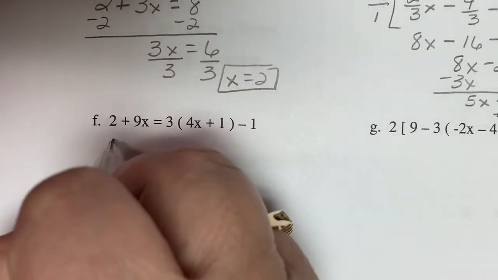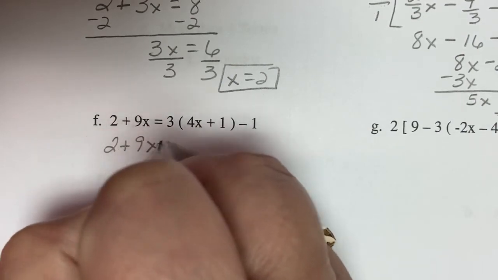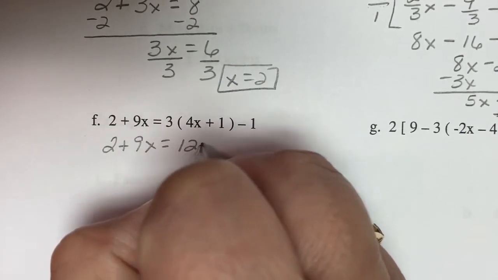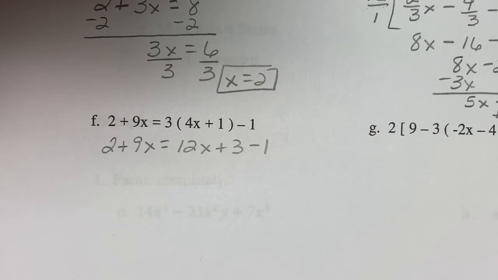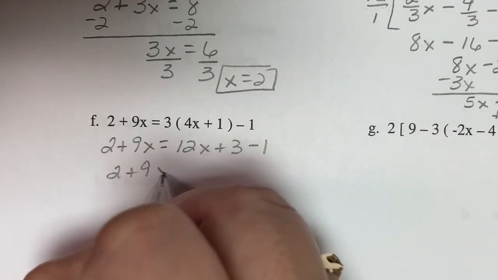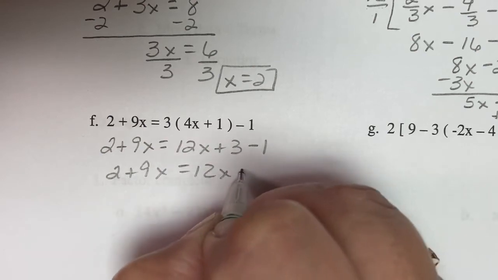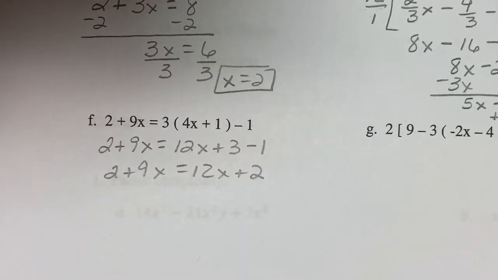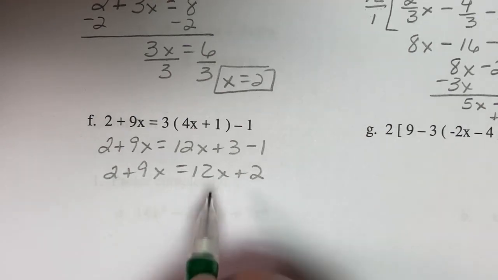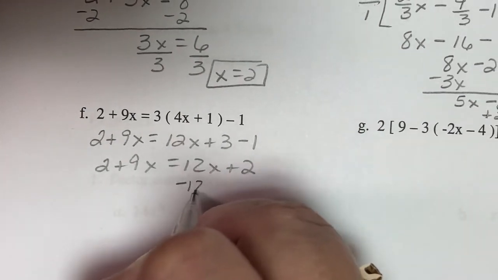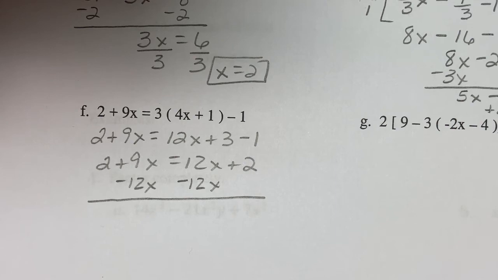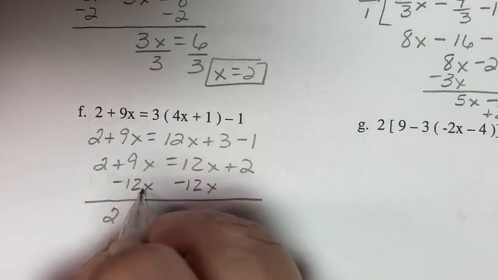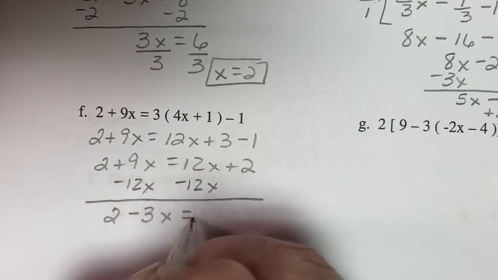Again, I'm seeing some distributing going on. So we do 2 plus 9x equals, here's the distributing, 12x plus 3 minus 1. Let's combine some like terms on the right-hand side. 3 minus 1 is plus 2. Okay, so we notice we have variables on both sides of the equal sign. So I'm going to go ahead and subtract 12x from both sides. Now you may do things in a slightly different order from this point on, but that's okay. So 9x minus 12x is negative 3x.